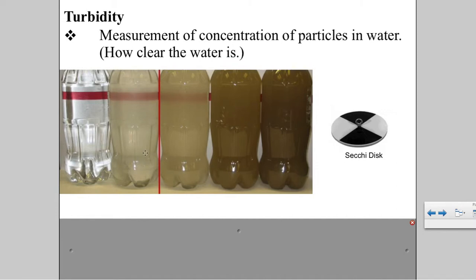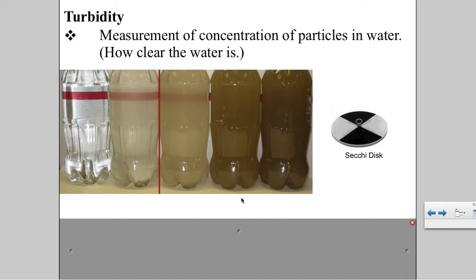If it's in this area, then it's still kind of low in turbidity, because you can still kind of see it. These would be okay waters, safe waters. Once we get over here and the red strip becomes less and less visible, this is high in turbidity, and that's not good. That means there's too many particles, too much stuff in the water.